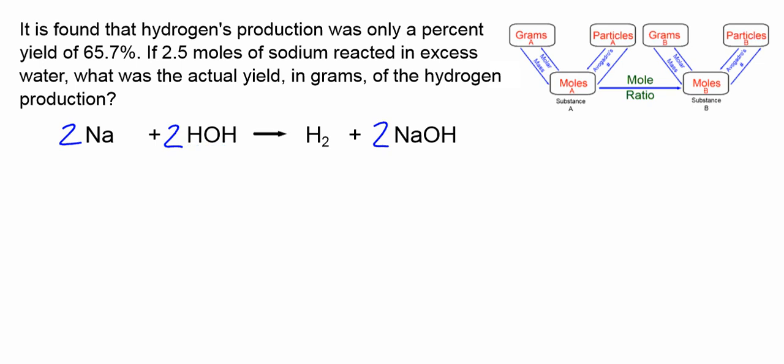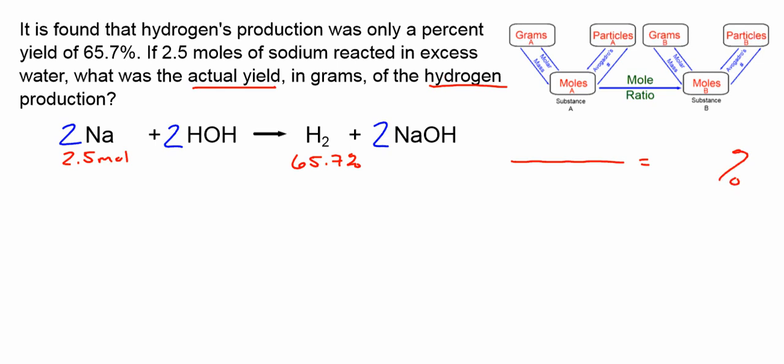So let's organize the information that I was given, even if I don't quite understand what it's saying. It's saying that I have 2.5 moles of sodium, and it's saying that hydrogen's production was at 65.7%. And that's all that says. And then it's asking, what is the actual yield of hydrogen? Okay, actual yield and percent yield is a percentage. You take two numbers and you divide them over each other. So I'm going to place this over here.